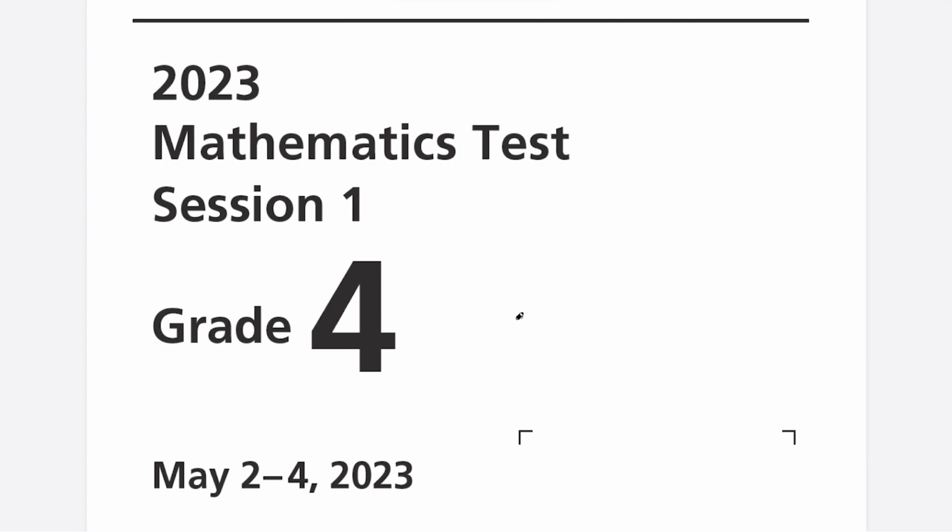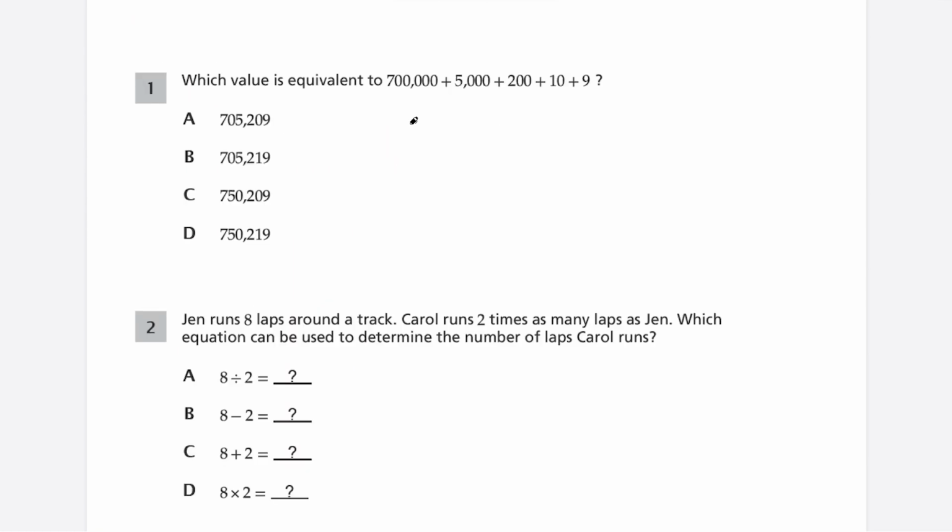Now let's get started. Question 1, which value is equivalent to 700,000 plus 5,000 plus 200 plus 10 plus 9? For this type of addition question, I recommend that you write the numbers out vertically. So I'm going to write 700,000 first, and then 5,000 I'm going to write underneath like this. And I'm going to make sure that I line up the place values.